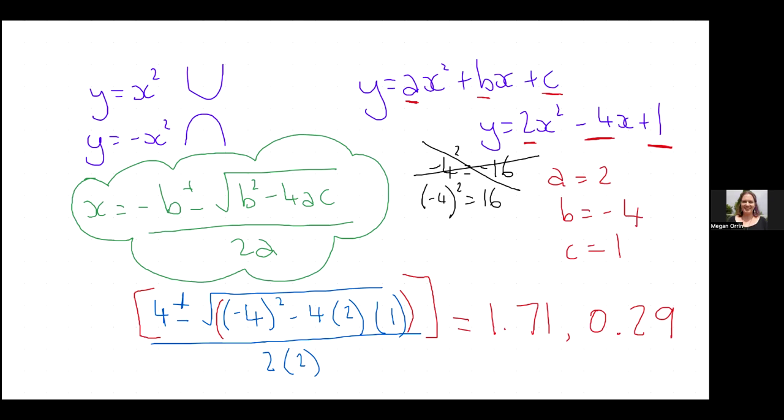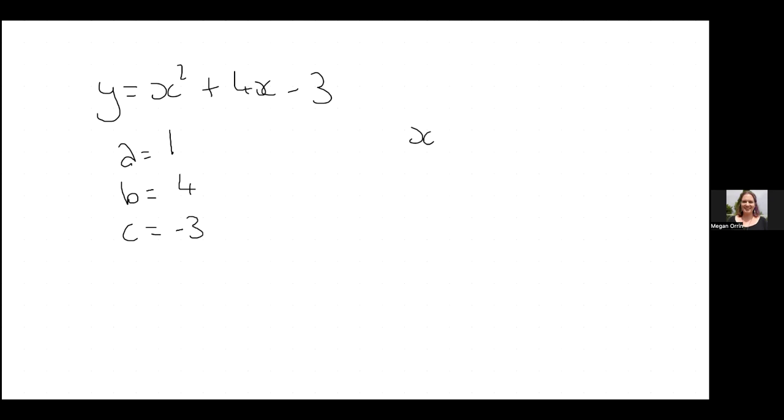So think about where your fractions are. So if I say y equals x squared plus 4x minus 3. All right, so what we're going to do here is think about the fact that our A and our B and our C. All right, what's A? 1. Good, it's the number in front of x squared. What's B? 4. It's the number in front of x. What's C? Minus 3. It's -3. All right, it is not the same thing.